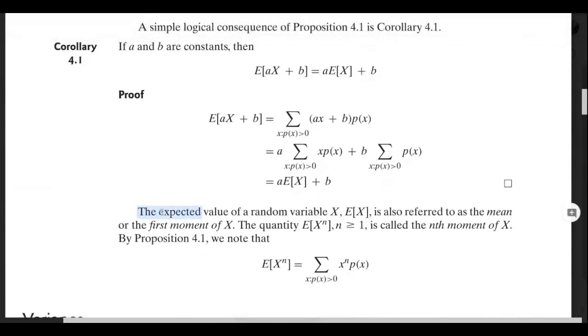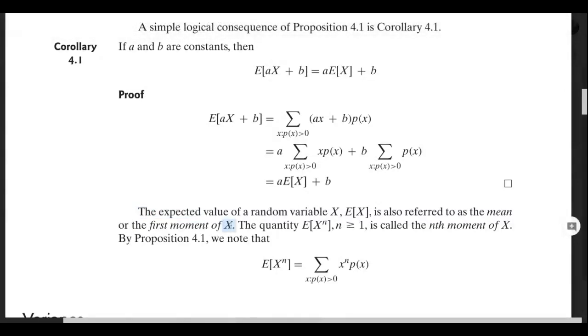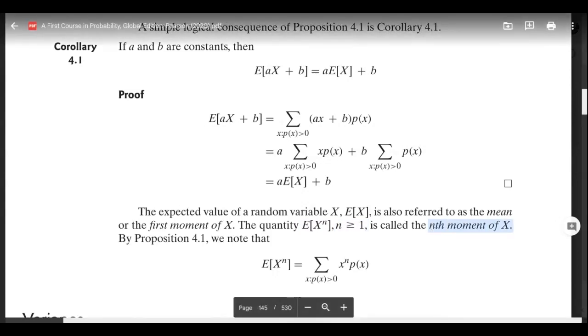The expected value of a random variable X, the expected value of X, is also referred to as the mean or the first moment of X. Okay, this is just a term. Either we call it the mean or the first moment of the random variable. The expected value of the random variable raised to the power n, like the square when n equals 2, for n greater than or equal to 1, is called the nth moment of X.